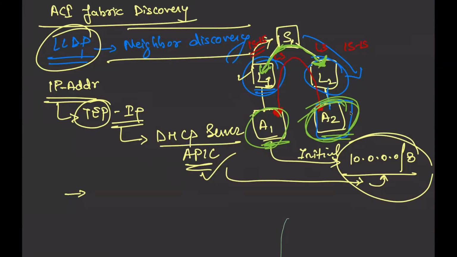Suppose one of the leaf switches got rebooted and goes through discovery again, so it is taking a DHCP IP from the controller. Will it take the same IP from the controller?